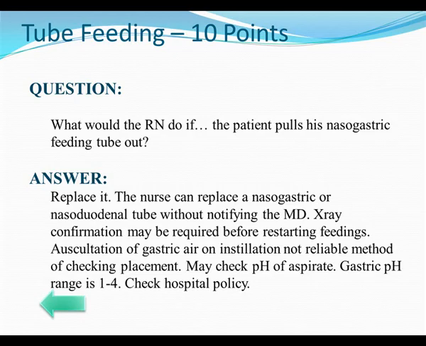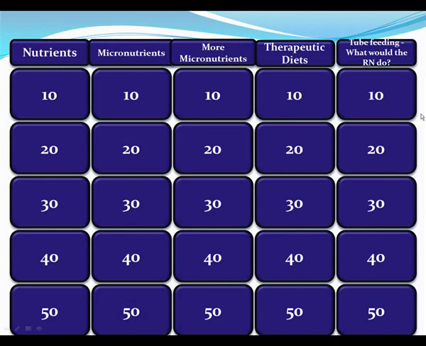Evidence-based practice says that auscultation of air on installation is not reliable. Some hospitals say check the pH of the aspirate, which obviously is cheaper than doing a chest x-ray. The gastric pH typically is 1 to 4. It's more acidic. If it's a duo feed or a duodenal tube, the duodenal pH is going to be higher than that. It's going to be more alkaline. But you need to know your hospital policy. Once you've replaced that NG tube or that nasoduodenal tube, you need to know your hospital policy for checking placement before you put that tube feeding back up. It covers you.